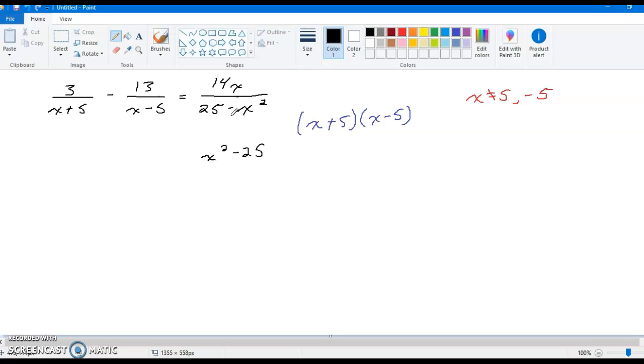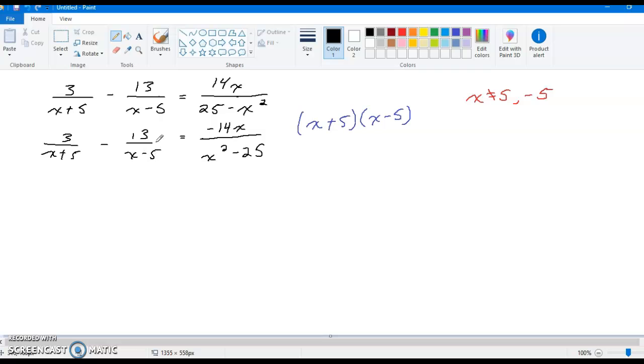However, in order to do this, in order to make the x squared positive and the 25 negative, we have to multiply the entirety of the fraction by negative 1. Therefore, that would make the top, or the numerator, negative 14x. So that would be what I would suggest as the first step.